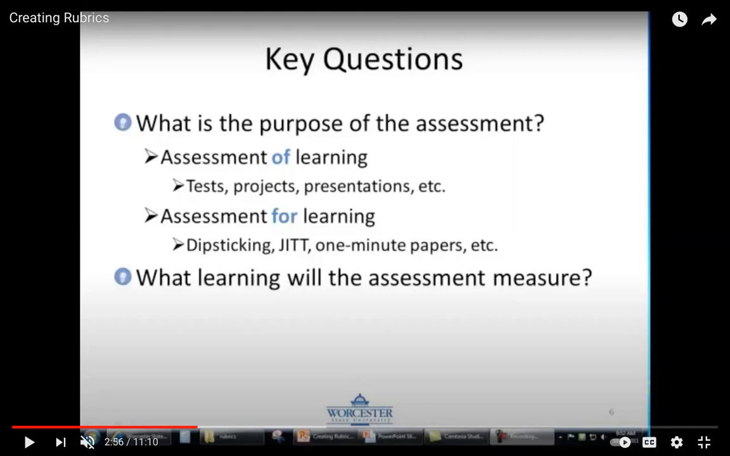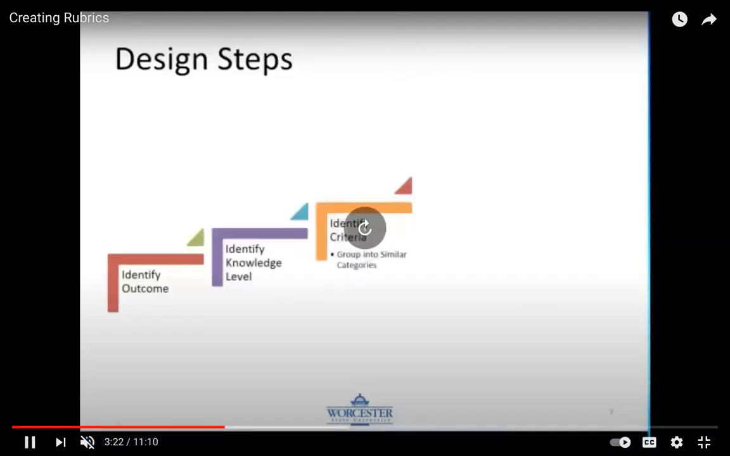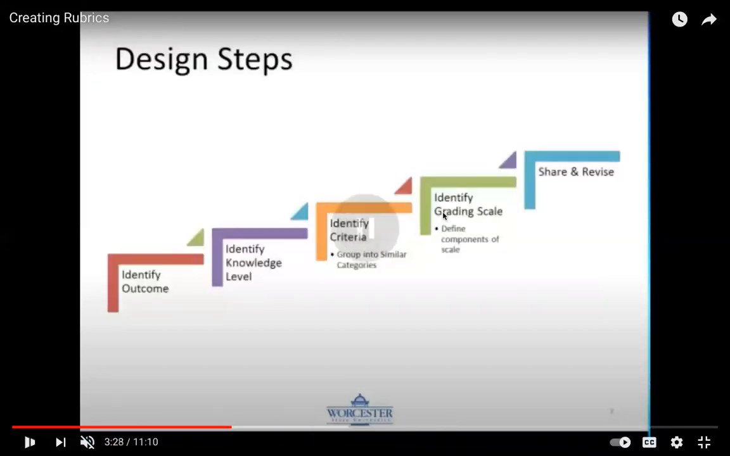Great. Can we go to the next slide, please? The next one is design steps, no? What can you tell us about design steps? Somebody, please. What are these steps? What does each step consist of?